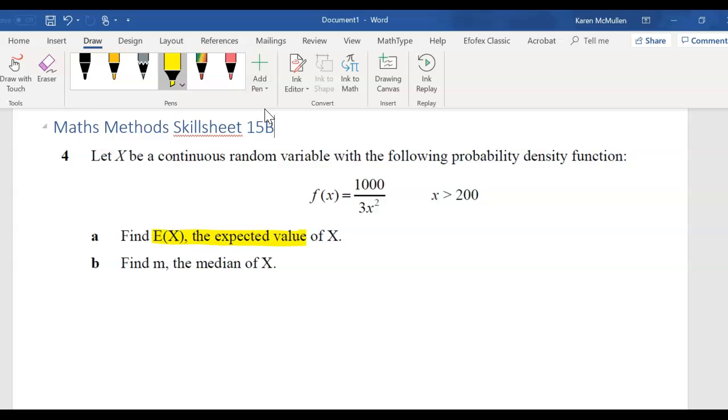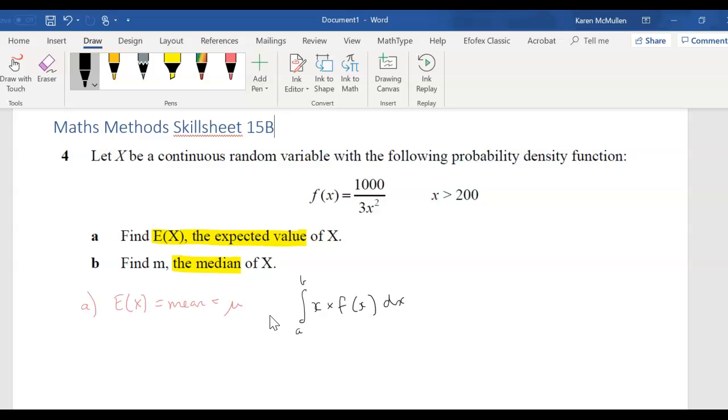Remember, the expected value is the same as your mean, and we're going to find the median. Now for part A, your expected value, remember, is your mean, which we also use the symbol mu. Those three things mean exactly the same thing. When we're finding the mean, we're multiplying the function by x, so x times f of x, and whatever our limit is, from a to b.